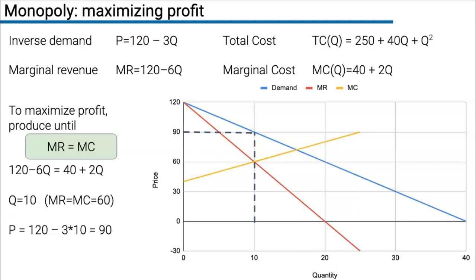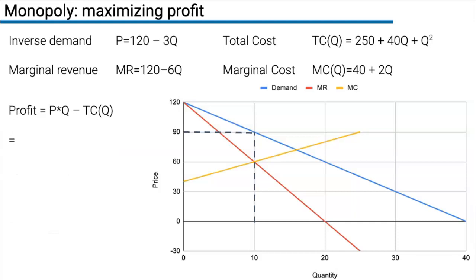Now let's calculate the profit of the monopolist. Profit is total revenue minus total cost. The total revenue part is just price times quantity. And we just figured out that the monopolist would sell 10 units at the price of 90. So total revenue will be 90 times 10. And we need to calculate the total cost of 10 by looking at the total cost equation.